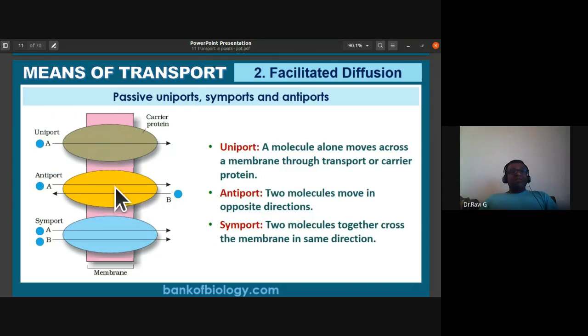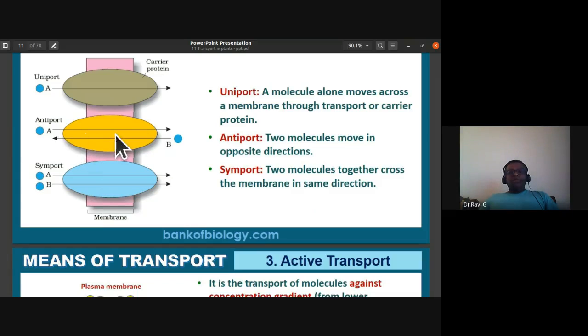In antiport, you notice that there are two molecules which are moving in opposite directions. So two molecules are moving across a membrane in opposite directions, and we call it antiport. If two molecules are moving in opposite directions through a transport or carrier protein on the plasma membrane, we call it antiport.